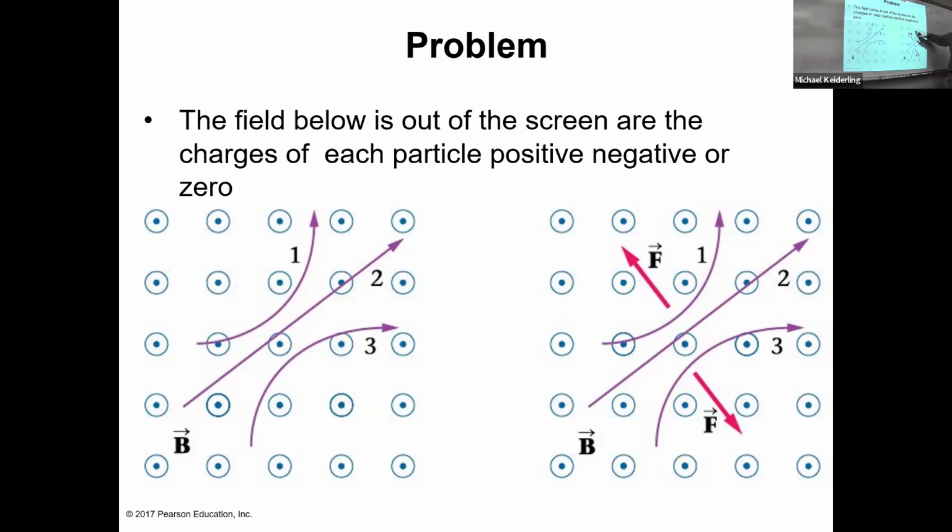From out of the board, this is an arrow pointing out of the board. It looks like a circle with a dot in it. Into the board, it'll be a circle with an X in it. Because you're either looking at the point of the arrow, like this, or you're looking at the tail of the arrow with an X.